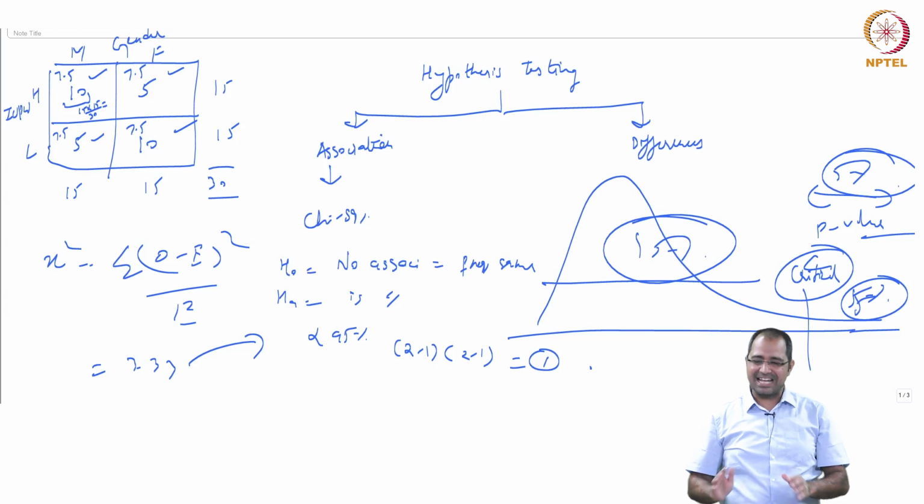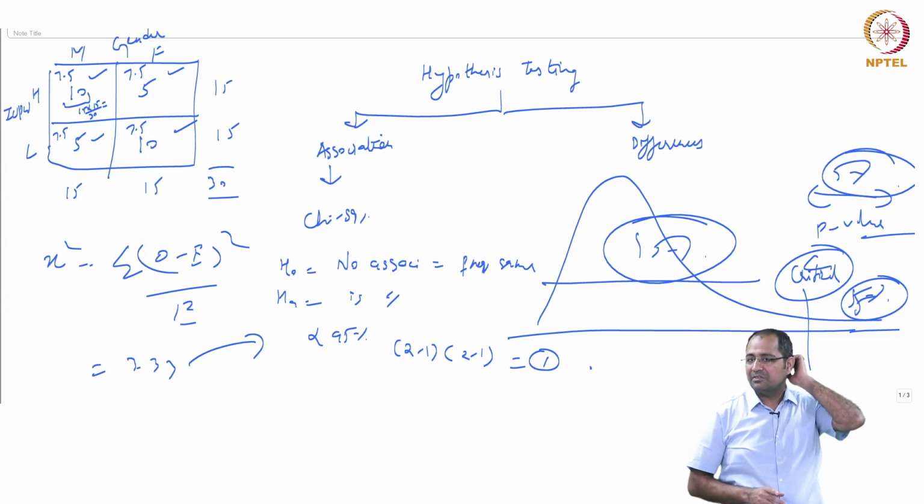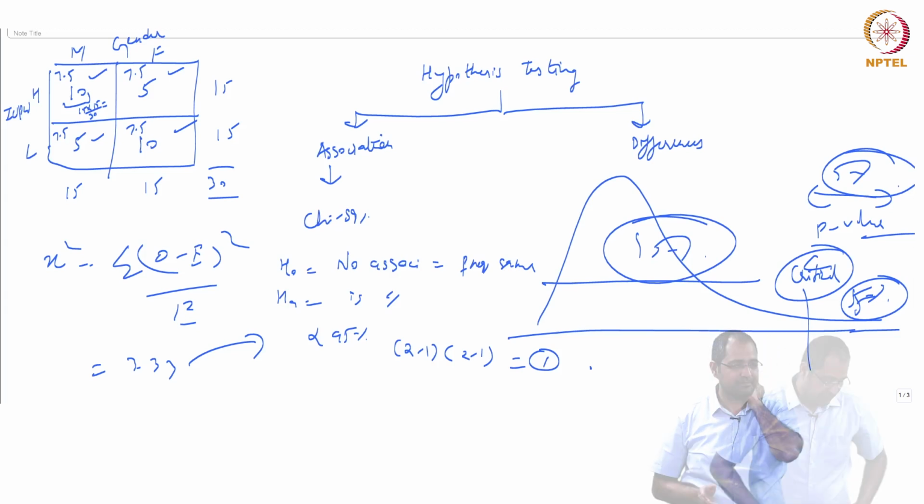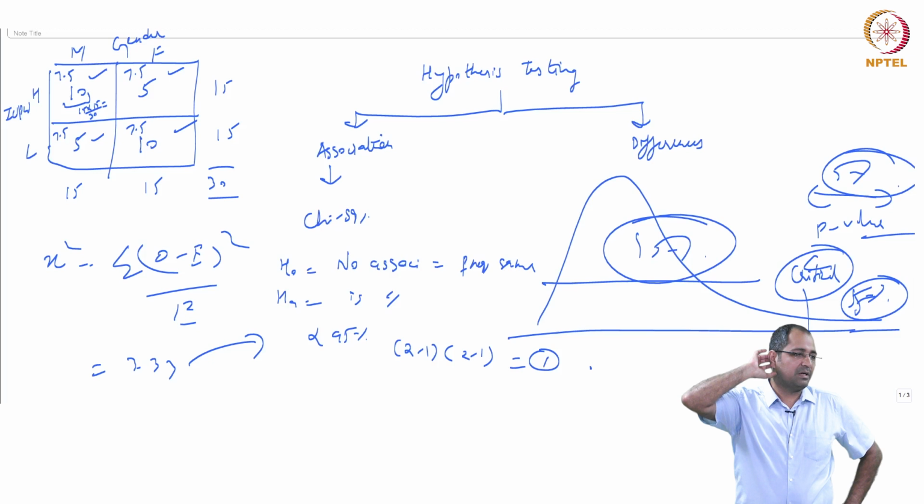We will take it in a clearer way when we move to the sampling distribution in the t-test. It might become a little clearer if there is some confusion here. So do you understand the idea of p-value and critical value?